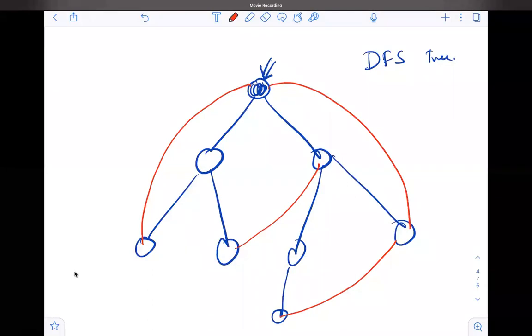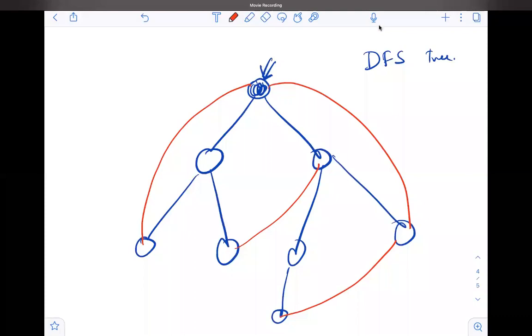Anyone? Swarnolipa, are you there? Swarnolipa, are you there? Swagata? Swagata Samsal? Yes, sir.